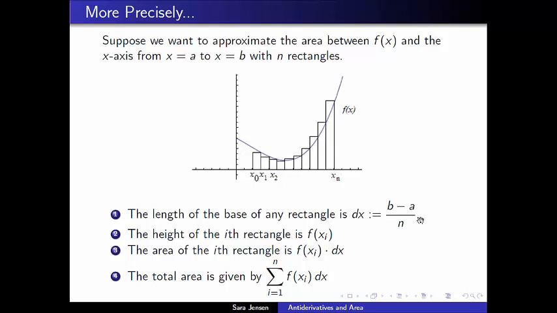Again, notice that this doesn't matter what rectangle we're considering. That measurement of the length of the base is always the same. Because of that, and because this (b minus a) over n is a fraction, and fractions are a little clunky to write down on a sheet of paper, we're going to abbreviate this small distance as dx.